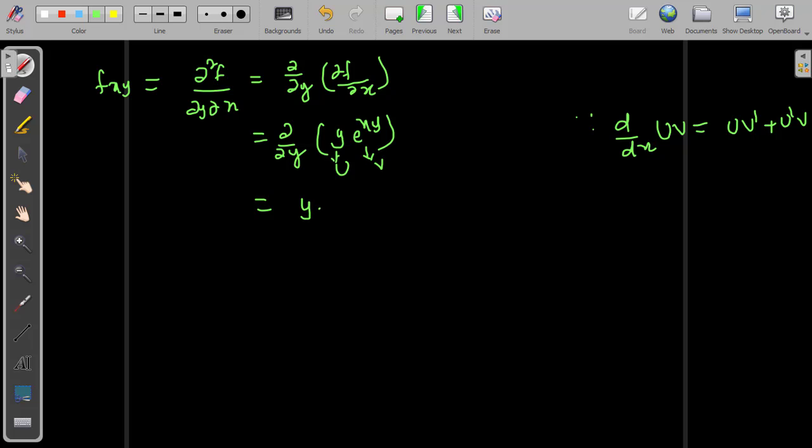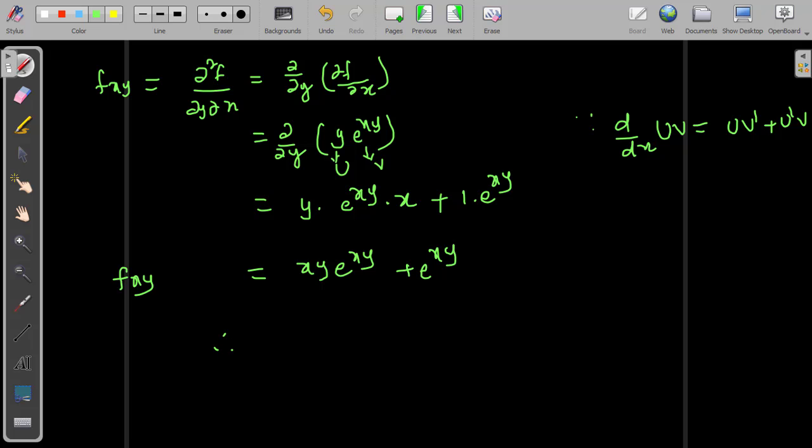So y times the derivative of e^(xy) partially with respect to y, which means e^(xy) multiplied by x is left here, plus sign. Now u dash, the derivative of y with respect to y, is 1, into v means e^(xy), which gives x times y e^(xy), plus e^(xy). So this is the mixed partial derivative fxy.